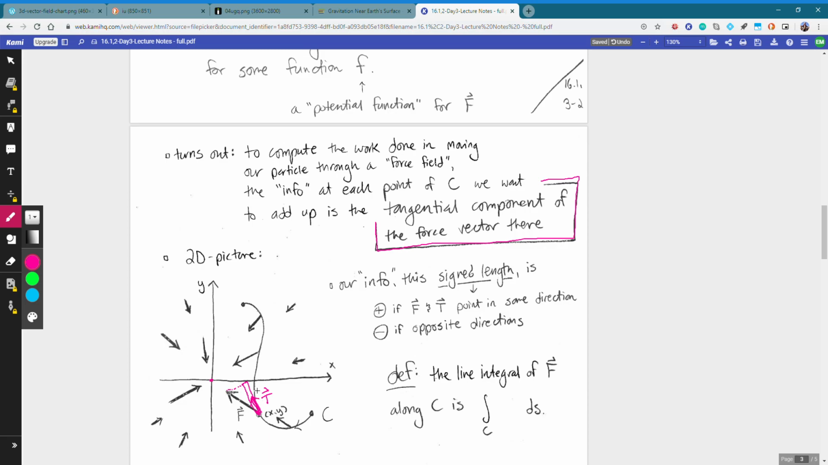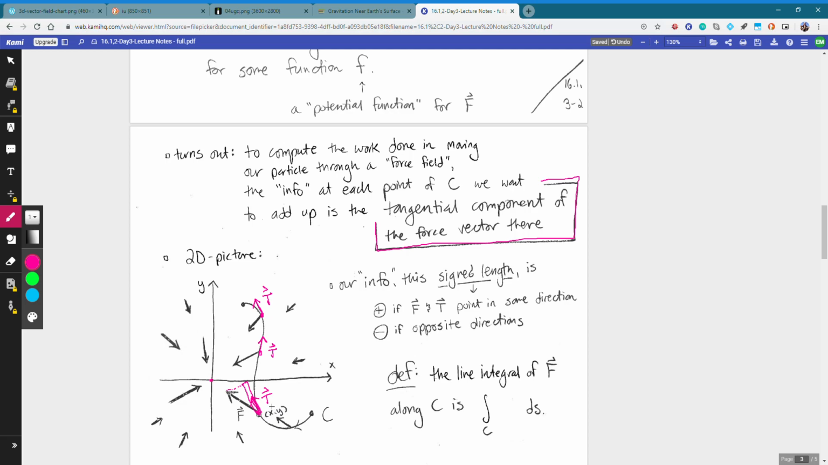And so we can imagine doing that at each point. At each point here, say for example, at this point, we'll have a different unit tangent vector. And similarly, up here, we'll have another unit tangent vector. And at each point, we want to play this game and find the tangential component of the force vector there.